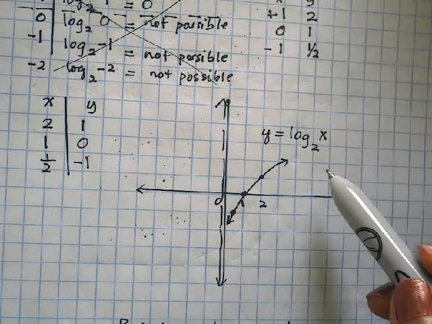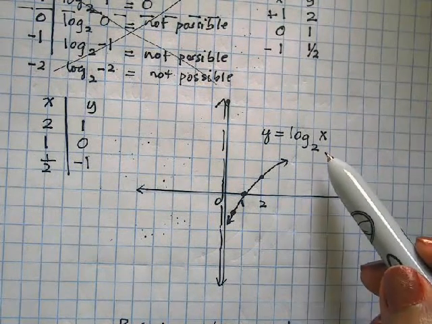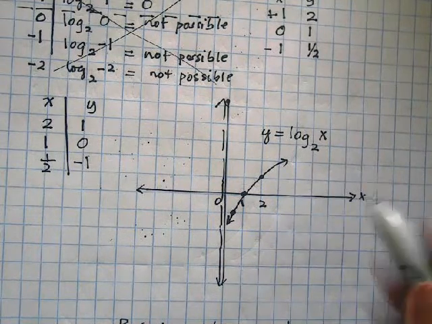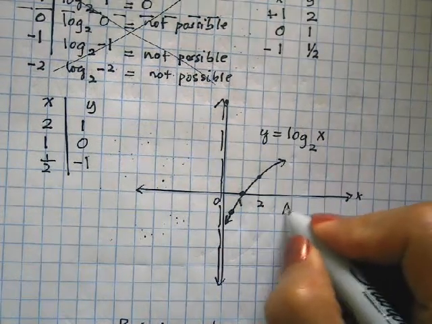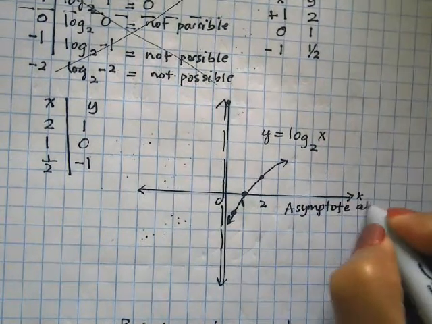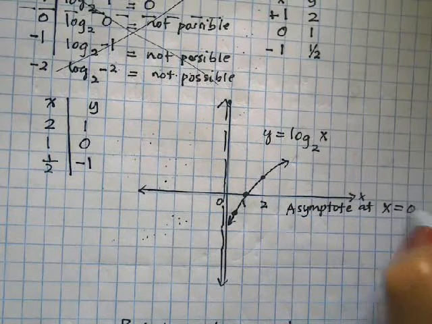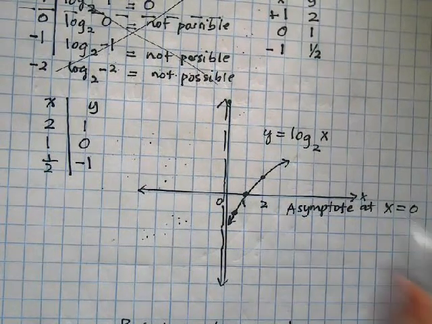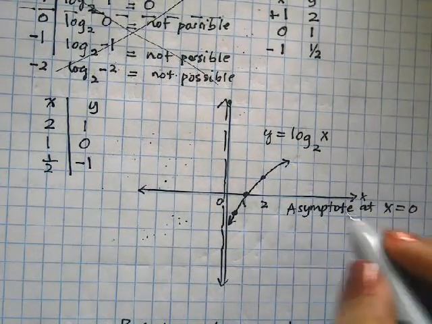So this is the graph of the parent graph log base 2 of x. Let's try to describe it a little bit. Okay, so we say our asymptote here is on the line x equals 0, not y equals 0, x equals 0.